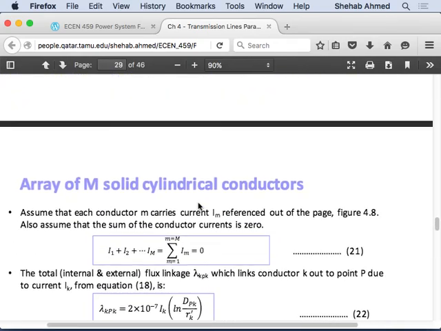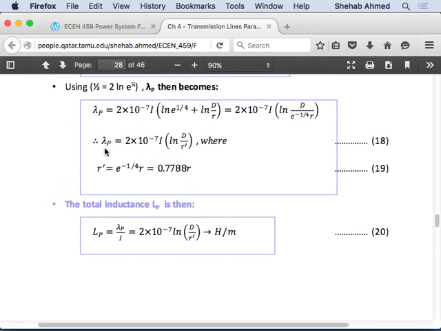Okay. So let's keep this in mind. This equation is an important equation. This equation tells us that the total flux linkage due to conductor P, from the core of the conductor all the way to a point D, remember we made this D some point far away in space, gives us the value of flux linking conductor P up to a point D in space due to current I carried by the conductor.